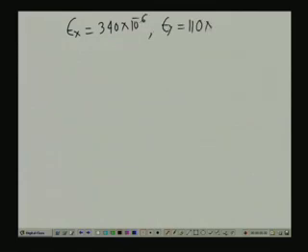Now, given values are epsilon x is equal to 340 into 10 to the power minus 6, epsilon y is equal to 110 into 10 to the power minus 6, and gamma xy is equal to 180 into 10 to the power minus 6.